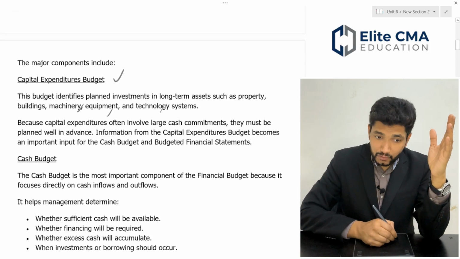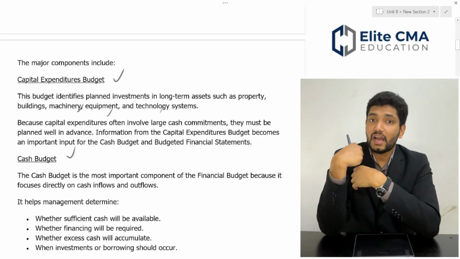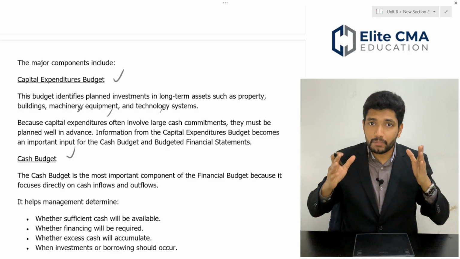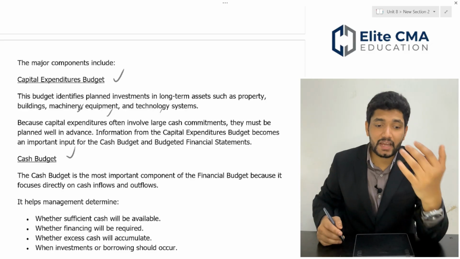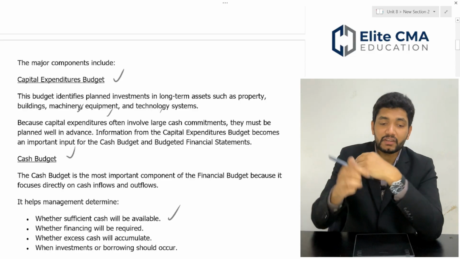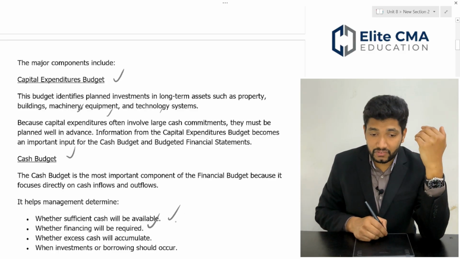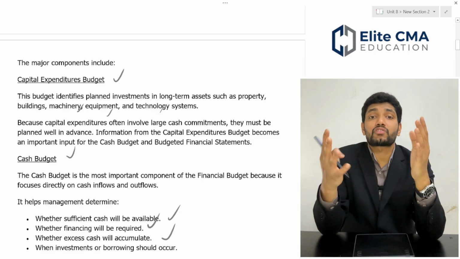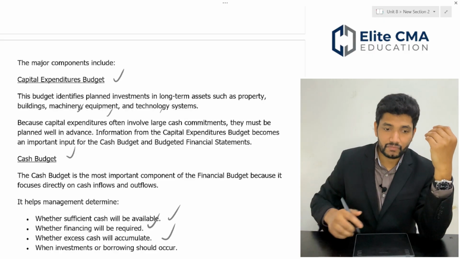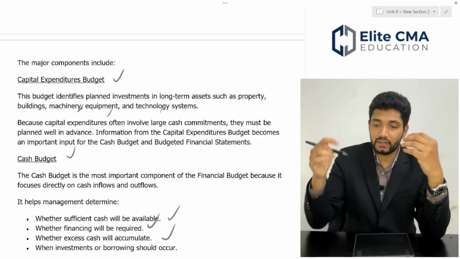The second component is the cash budget. What is a cash budget? The cash budget will show the expected cash collection and cash expenditure, or cash revenue, income and cash expenditure, for a particular period. It will help the management to determine whether sufficient cash is available for a particular period, and whether any financing is required, whether we have excess cash, or whether any investment decision or borrowing decision has to be made in any particular period. So the cash budget will show the expected cash inflow and expected cash outflow for a particular period.